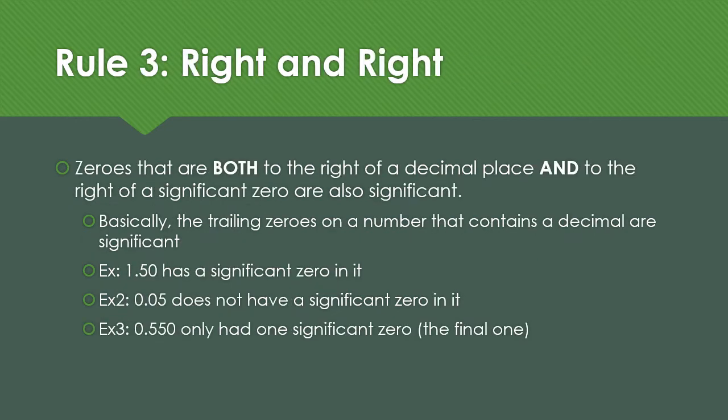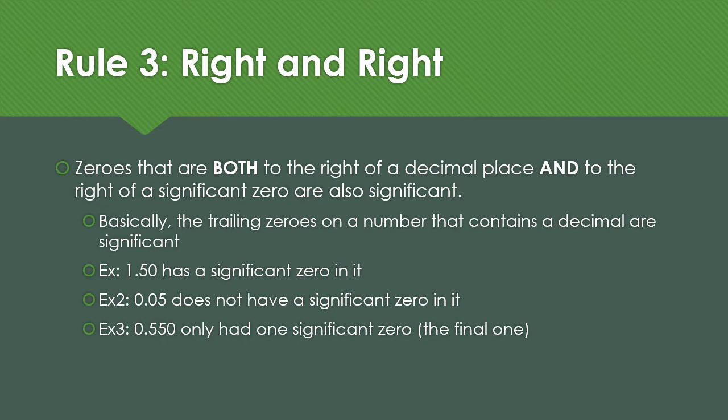Rule number 3, I like to call the right and right rule. Zeros that are both to the right of a decimal place and also to the right of a significant figure become significant. Basically, this covers what we would consider trailing zeros on numbers where there is a decimal involved.